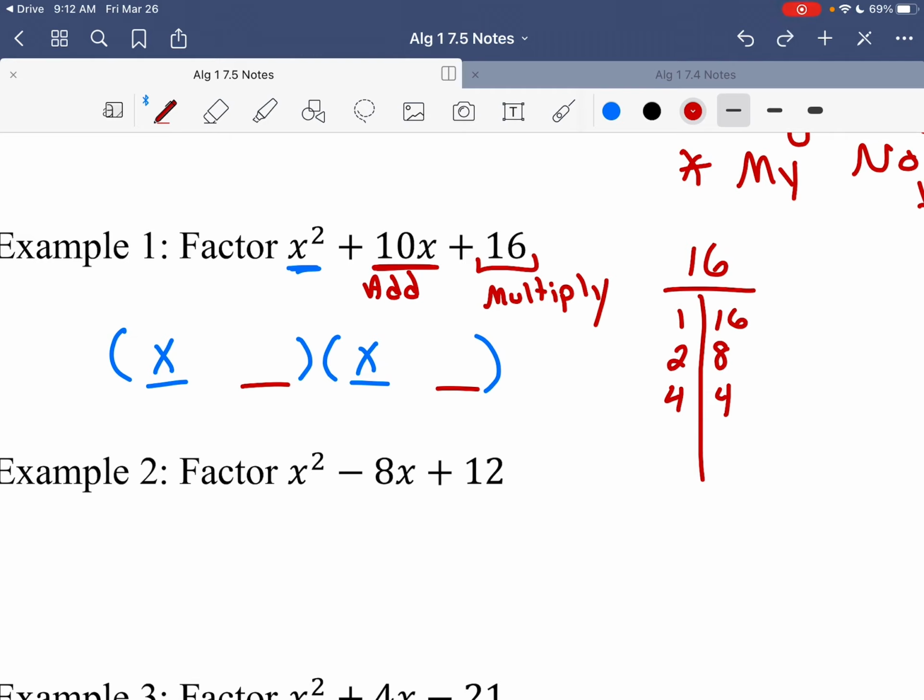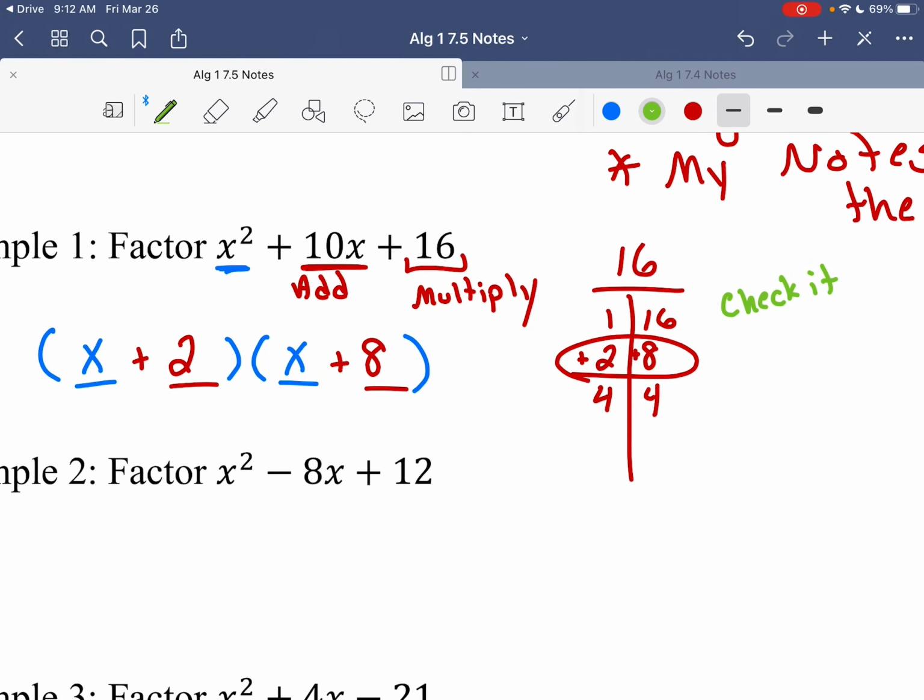And then which one of these are going to add to 10? Well, the 2 and the 8 will. Positive 2, positive 8 will add to 10. So we'll have positive 2, positive 8. And then we always check our work, because you can check these quite easily by multiplying. So I'm going to come over here and write check it. I'm going to multiply x plus 2 times x plus 8 and make sure it works out.